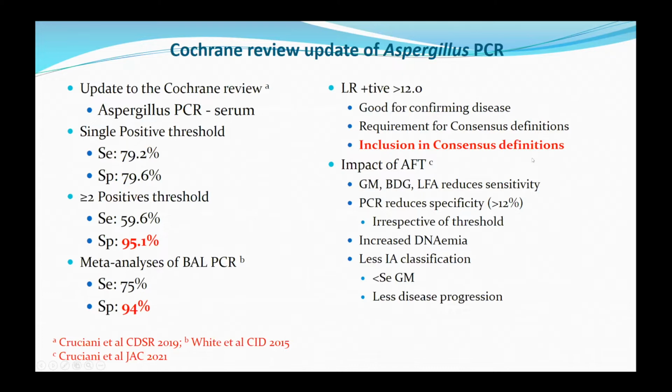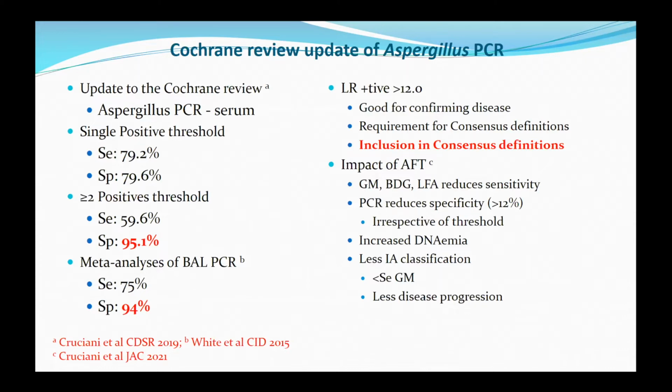We know that the impact of antifungal therapy is deleterious to the performance of galactomannan, beta-glucan, and indeed lateral flow assays, where it reduces sensitivity. As part of this Cochrane review, we actually found that antifungal therapy reduces the specificity of Aspergillus PCR, irrespective of whether we use the requirement for 2 or a single positive sample. Basically, we hypothesized that this was due to increased DNAemia through the action of the antifungal on the cell wall of the fungi.